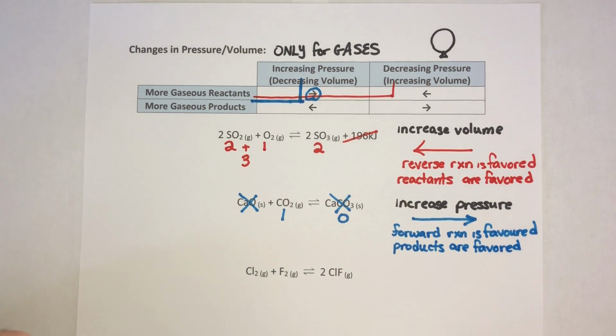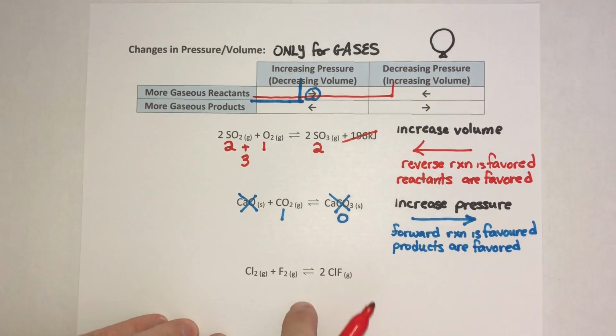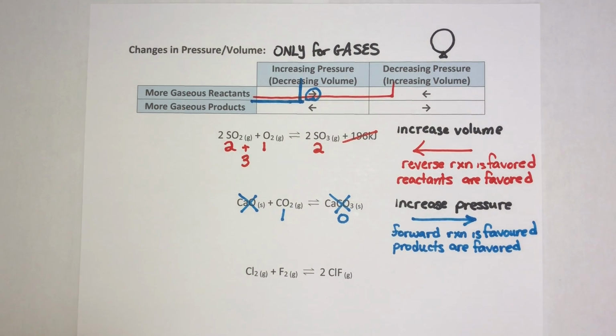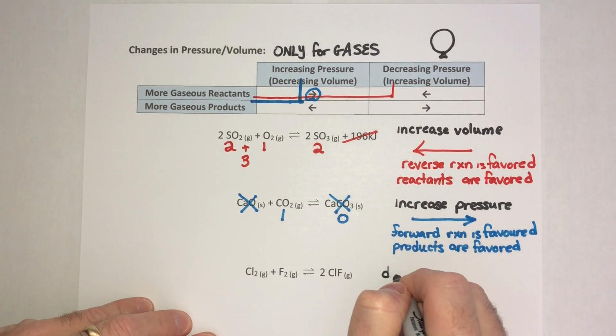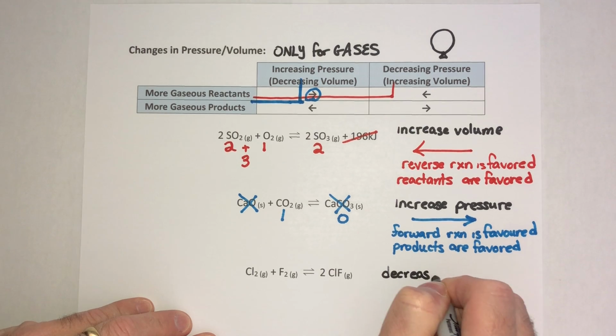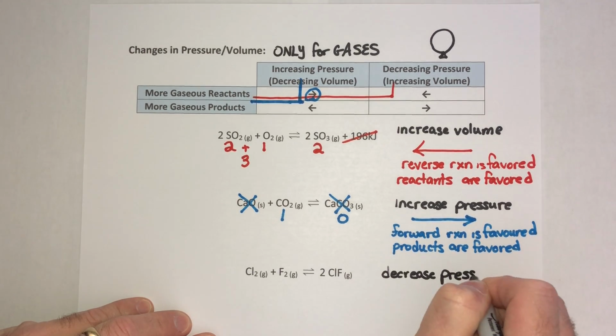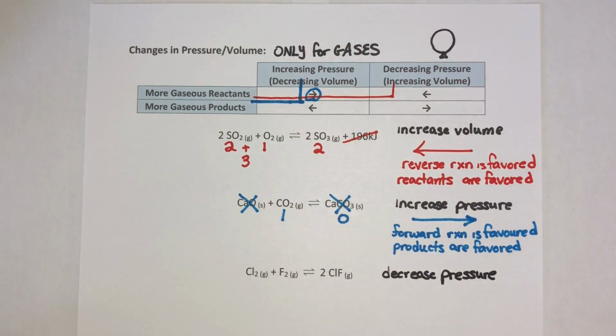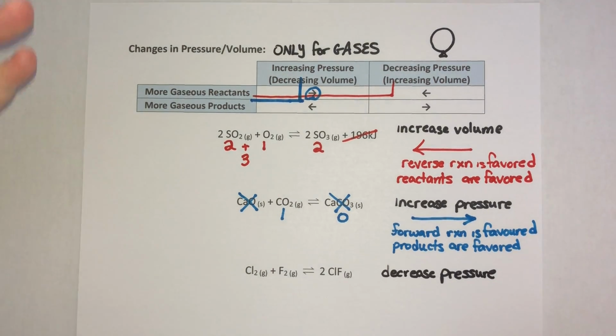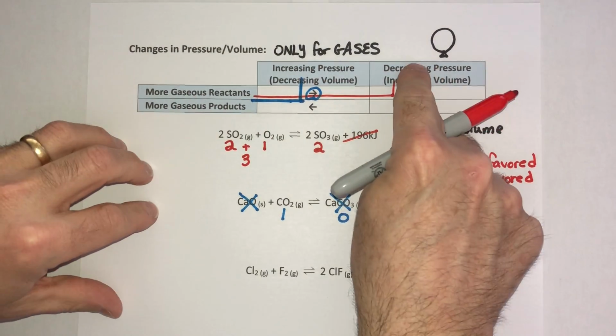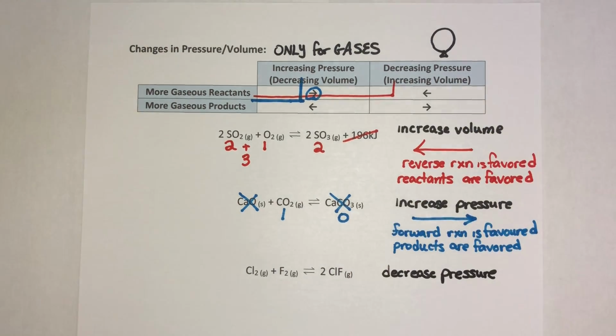All right, let's take a look at the last one. Now, part of the reason why, personally, I love the pressure volume way more than concentration and temperature is because something cool can happen. If you look at the last one here, let's say that I would like to decrease the pressure. Okay, I'd like to take the pressure and drop it. So, decreasing the pressure is here. And I have to count gas reactants versus gas products.